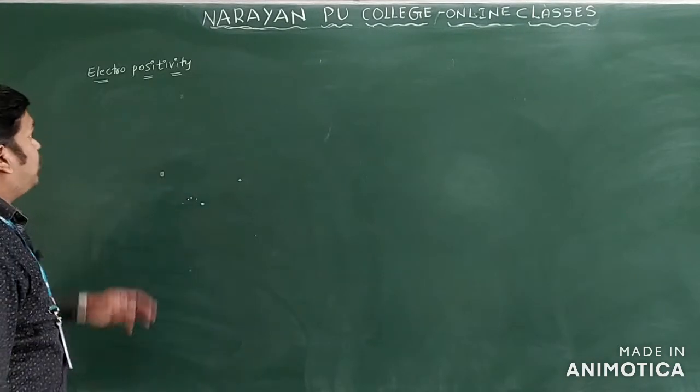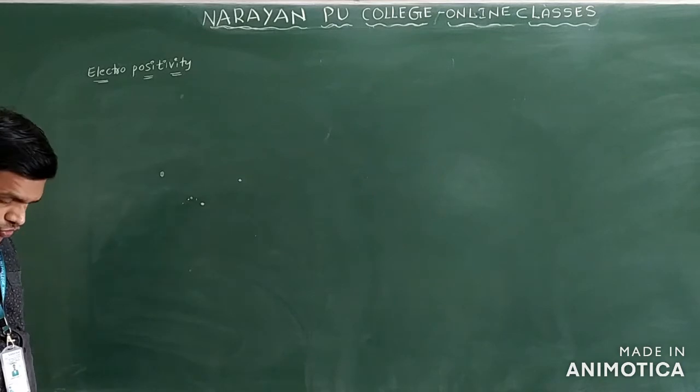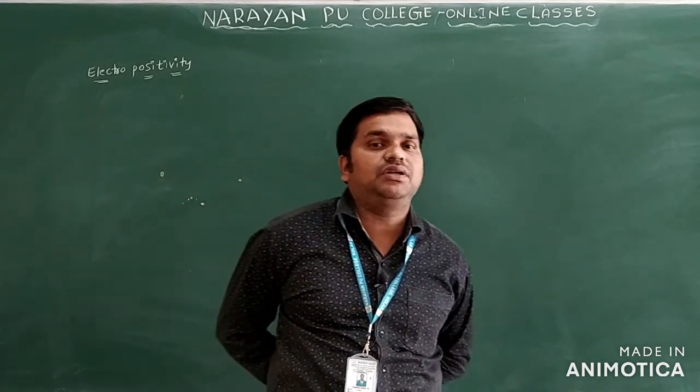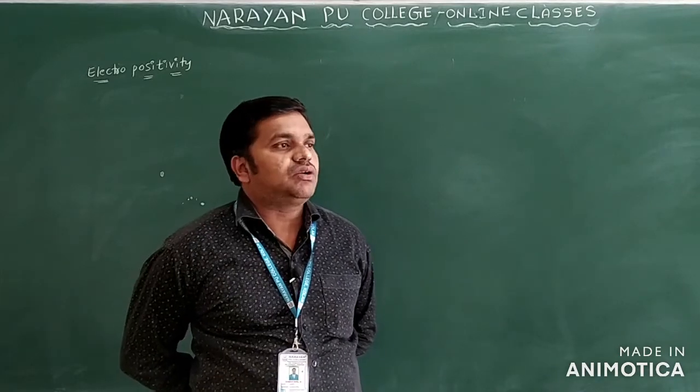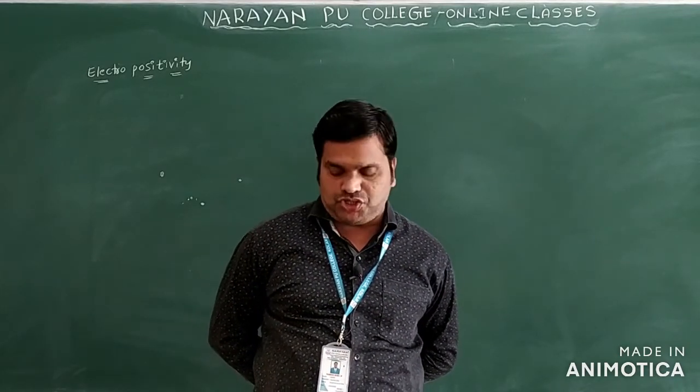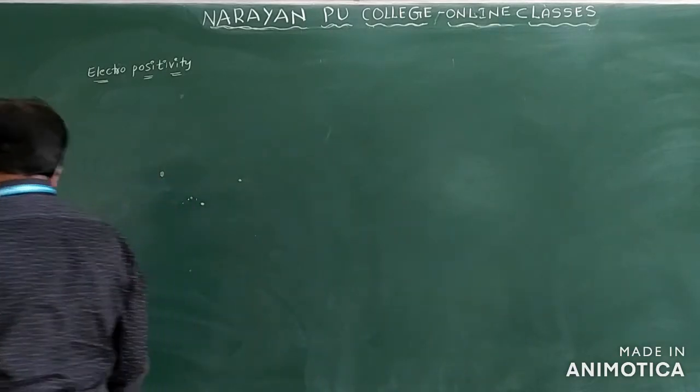The next periodic property we have is electropositivity. What is meant by electropositivity? The tendency of an atom of an element to lose one or more electrons to form a cation is called electropositivity. This is the definition of electropositivity.